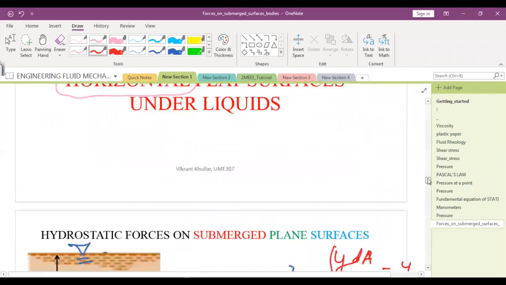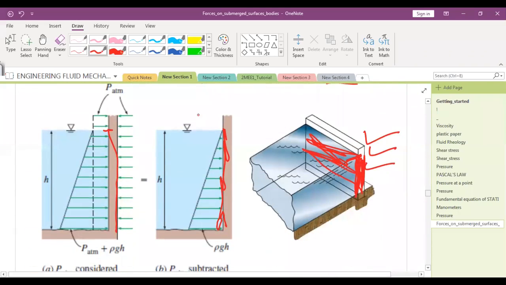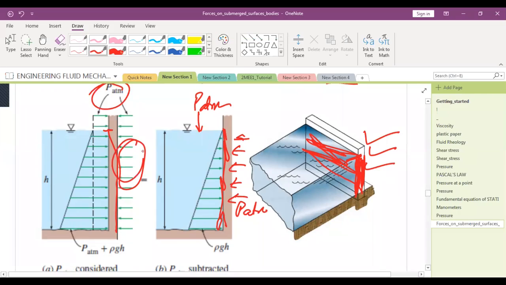So likewise, in the case of these plates also, P atmospheric is acting here as well, and P atmospheric is acting here as well. So again, I need not take this into account because I have an equal and opposite pressure force in this direction. So this is sufficient for this analysis. Is that clear?